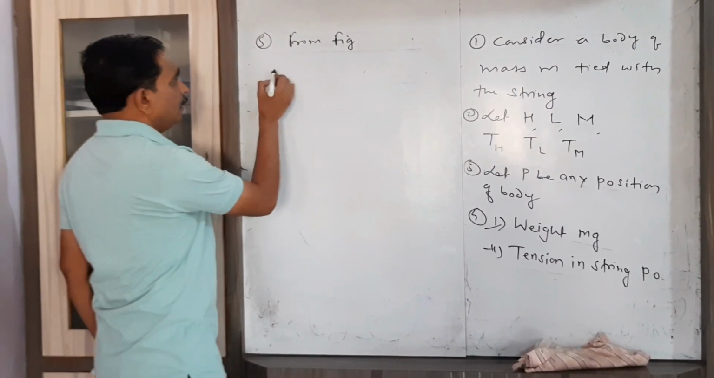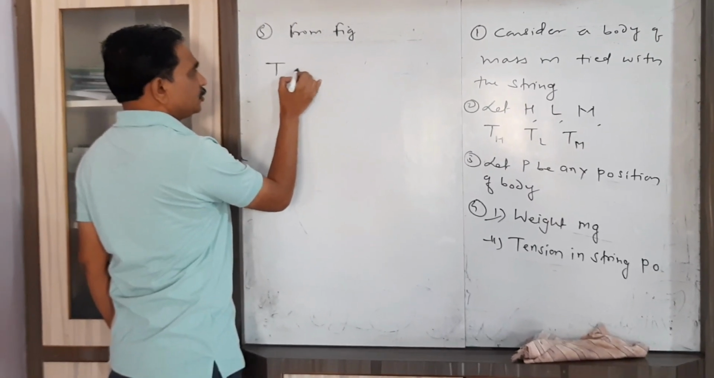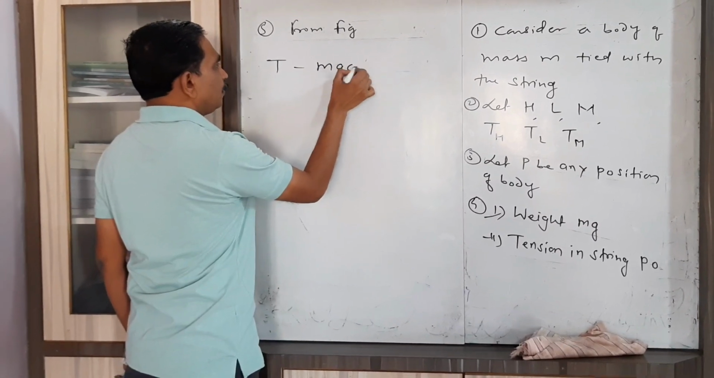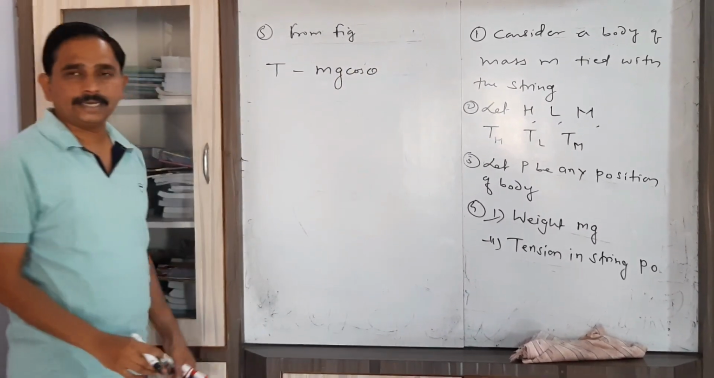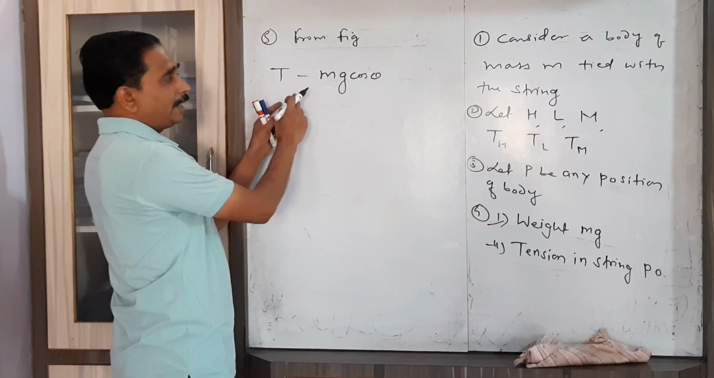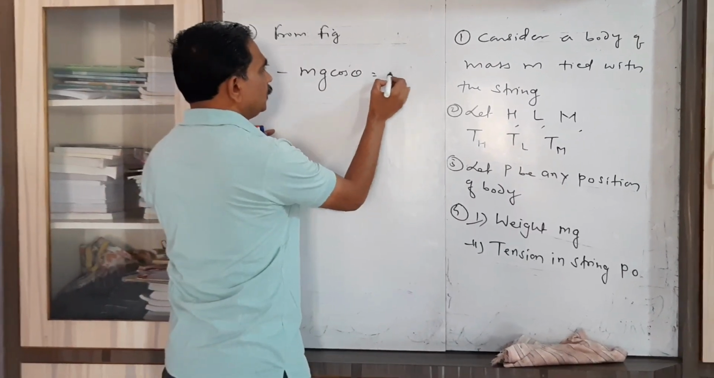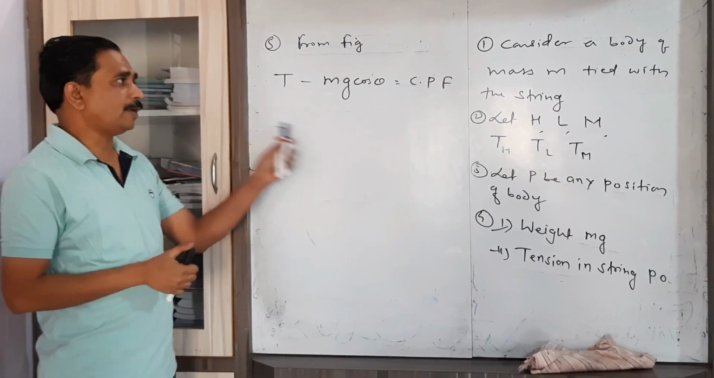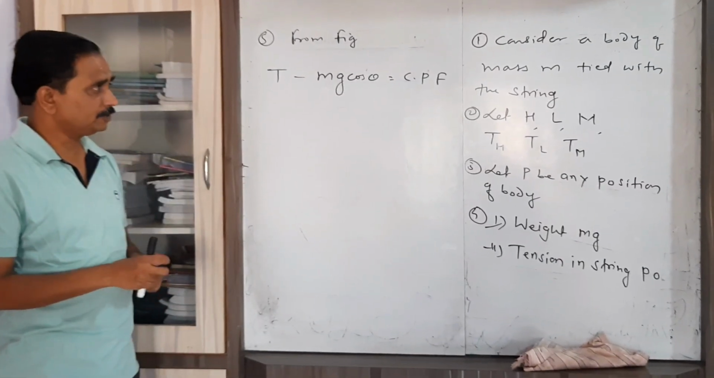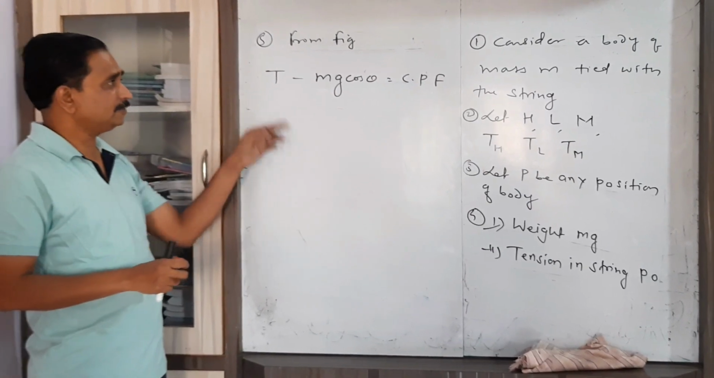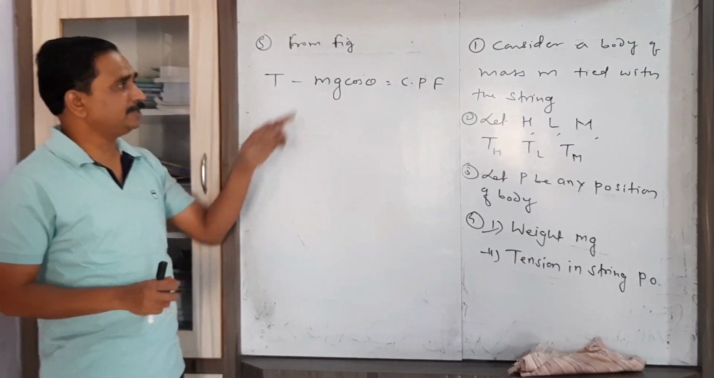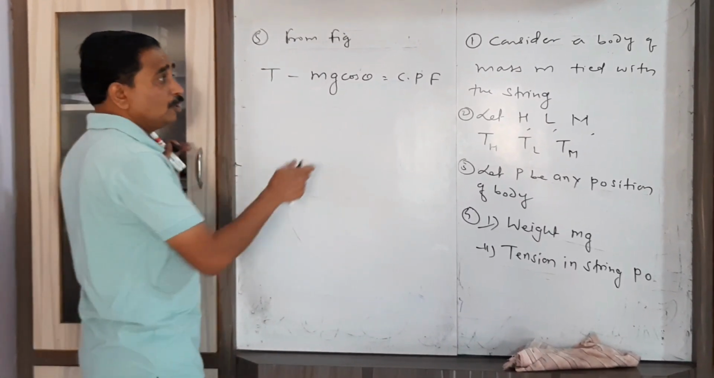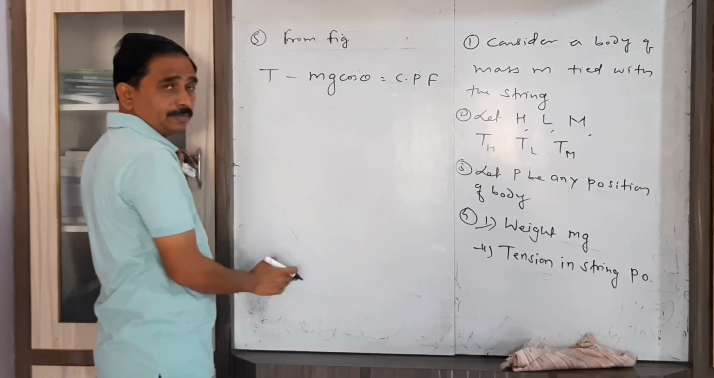Now from the figure we have this tension and the component of weight, as they are in opposite directions. That's why I write here T minus mg cos theta. The net force provides the necessary centripetal force. So whatever the difference between tension and mg cos theta, that gives us the necessary centripetal force for the circular motion of that object.